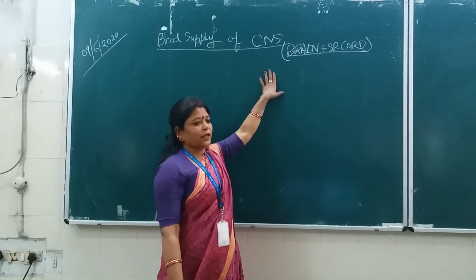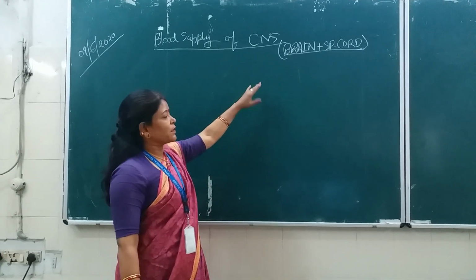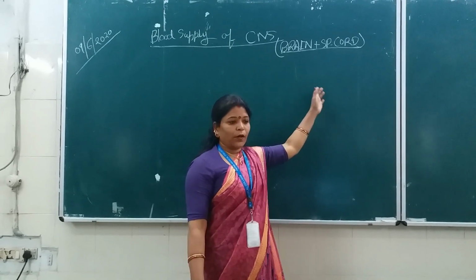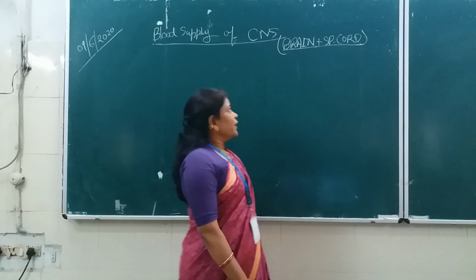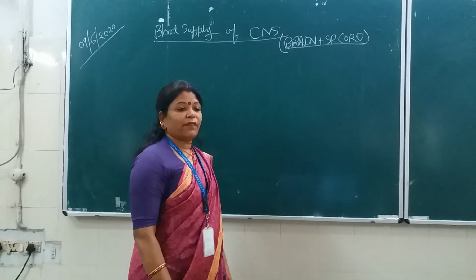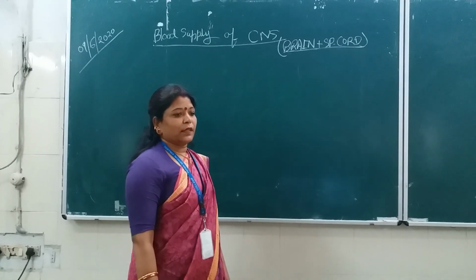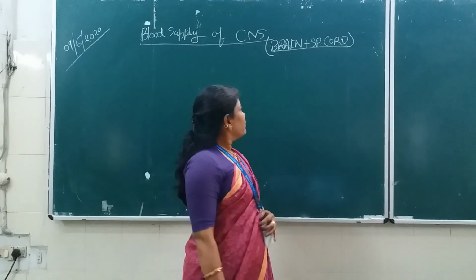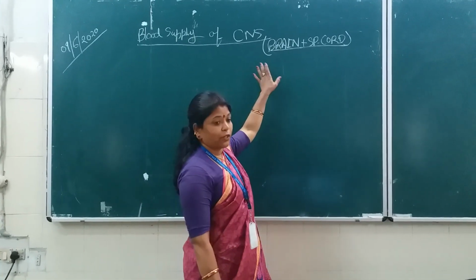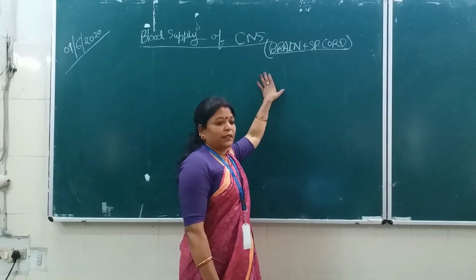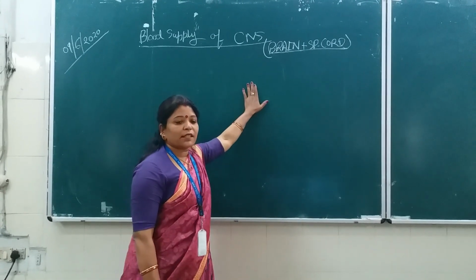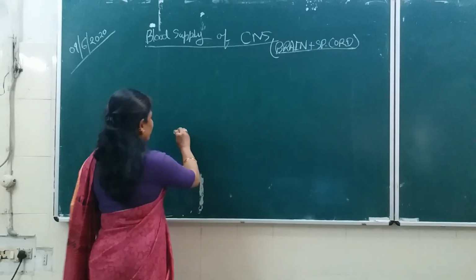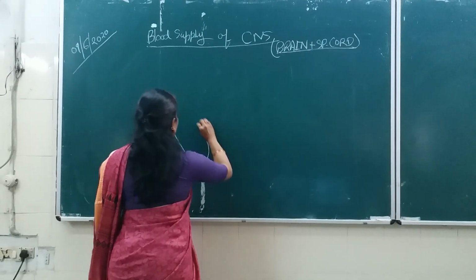Nervous system. Central nervous system means the brain as well as the spinal cord. It is a very interesting topic and very important for you all: the blood supply of the central nervous system. Before going into the individual branches in detail, we will start from the heart, from where the arteries are coming.